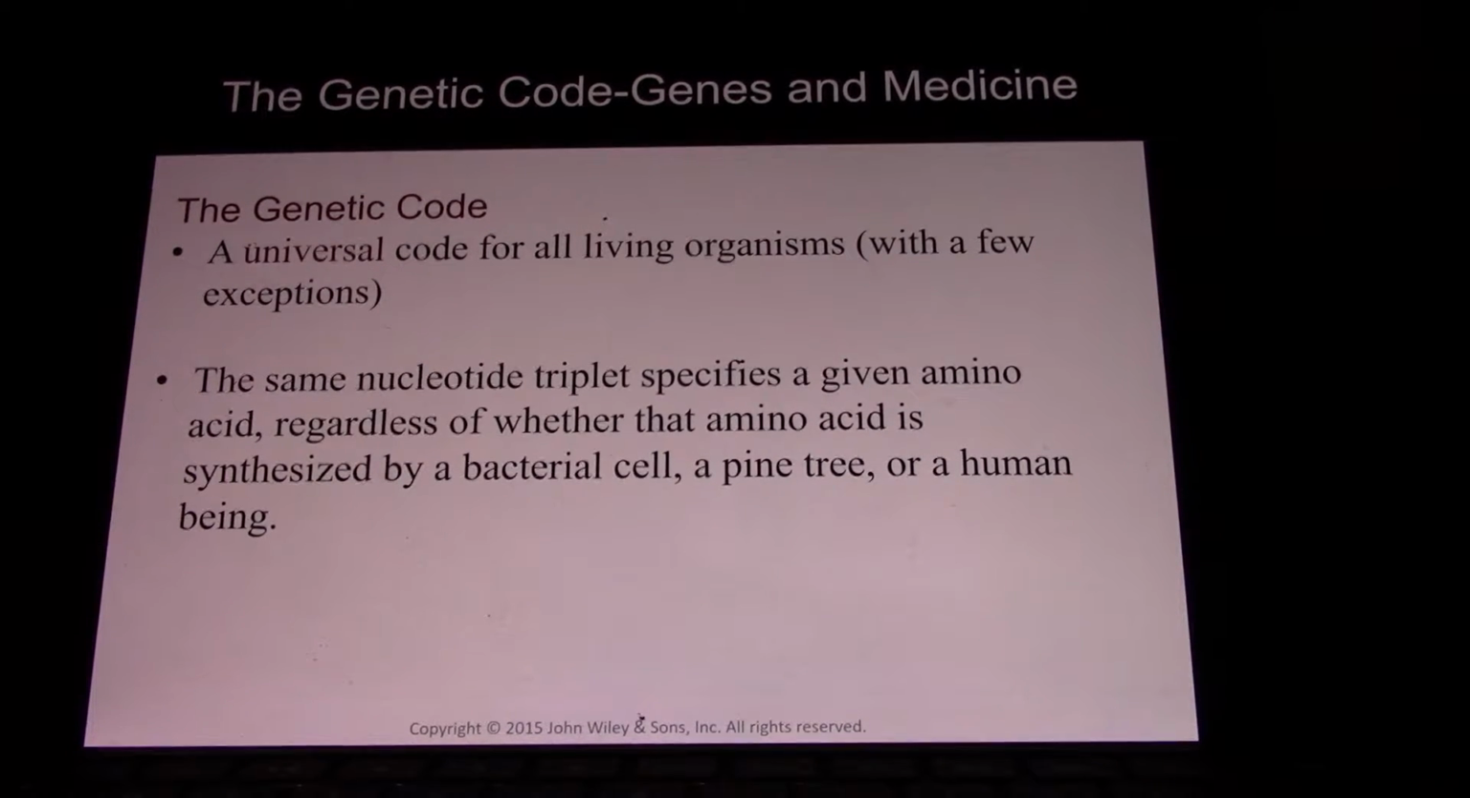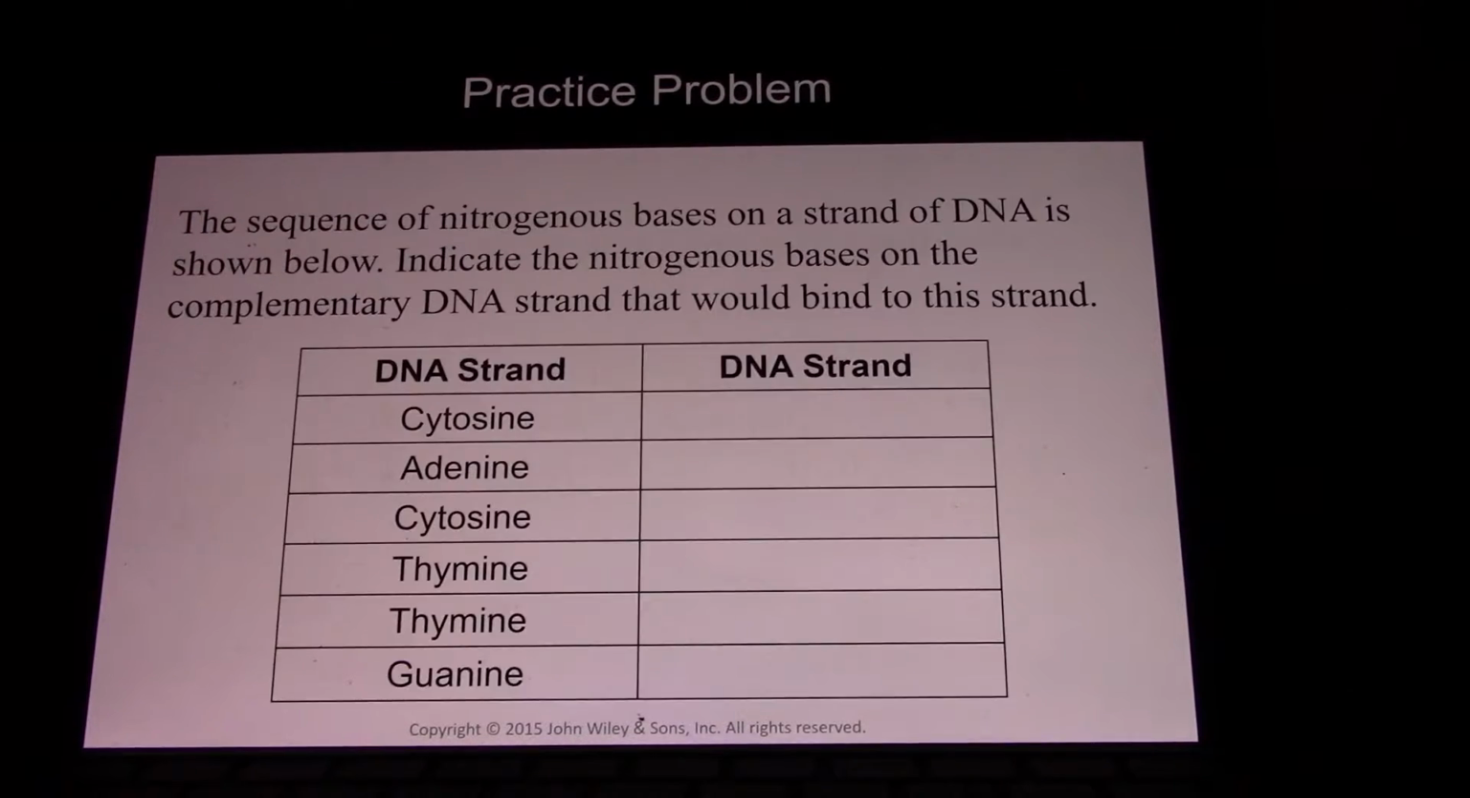So the genetic code is universal for all living organisms. There's a couple exceptions when you're dealing with mitochondria and chloroplasts, but in general it's completely universal, which is one of the major pieces of evidence that makes us believe all life on this planet actually originated from one original cell. And the same nucleotide triplet specifies a given amino acid, regardless of whether it's in a bacterial cell, a pine tree, a human being. If you see AUG, it's going to be a methionine.